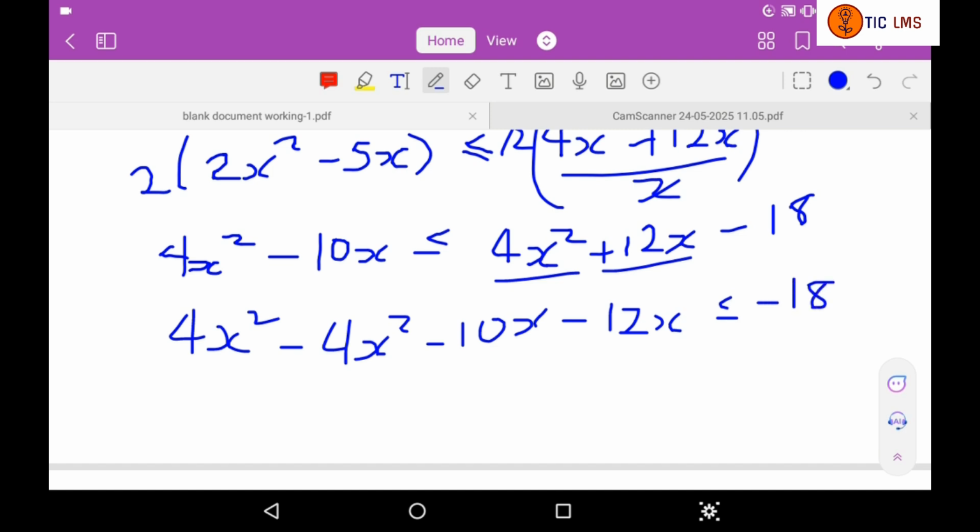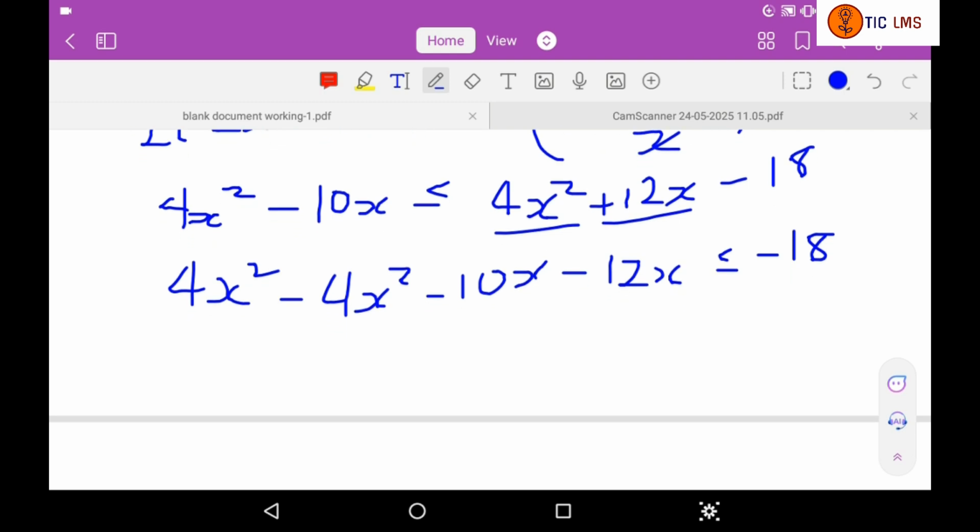Take note that the sign as negative, the less or equals to has not changed. Alright, so this and this gets taken out. We have negative 10x minus 12x. You're going to have negative 22x greater or equals to negative 18. Alright, so you have that. Now, we need to take a good look to be sure that we are not having any error somewhere.